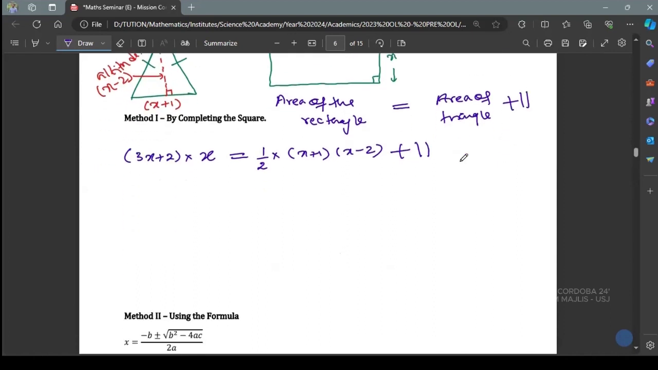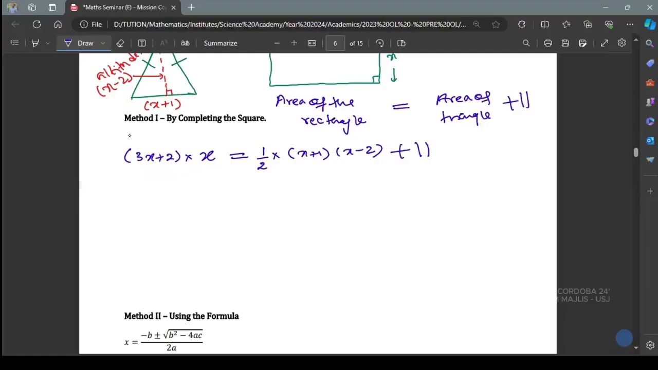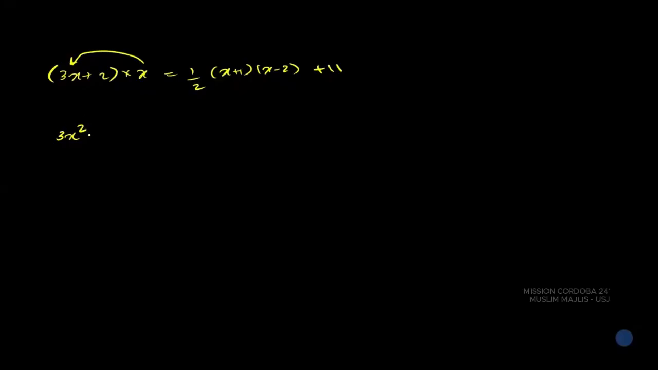Now I'm going to do a set of simplification steps. Listen carefully. So we have (3x plus 2) multiplied by x equals half times (x plus 1) times (x minus 2) plus 11. I'll simplify the left-hand side. x times 3x is 3x squared. Now the work with thinking is done, just a set of simplifications. Don't write with me, listen carefully first. 3x times x gives you 3x squared, plus 2 times x gives you plus 2x. This is equal to, I will keep the half as it is for the moment, like this.